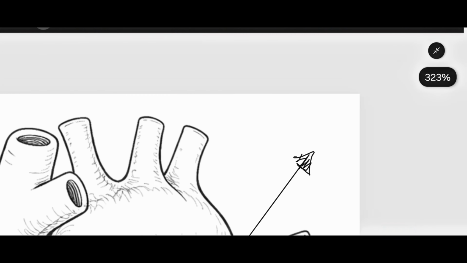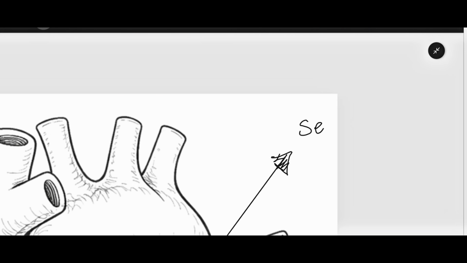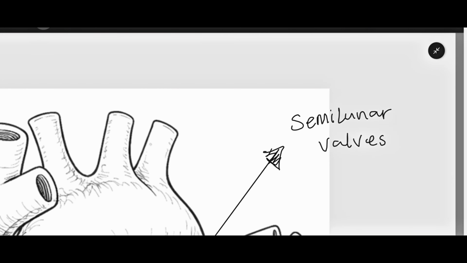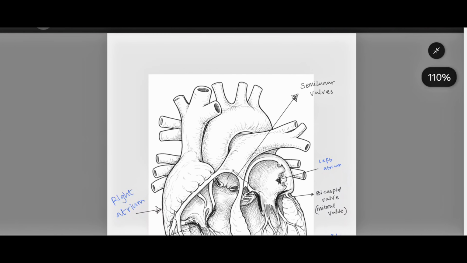Semilunar valves. They lead out of the ventricles into the big arteries that carry blood out of the heart. Now let's talk about the blood pathway through the heart.